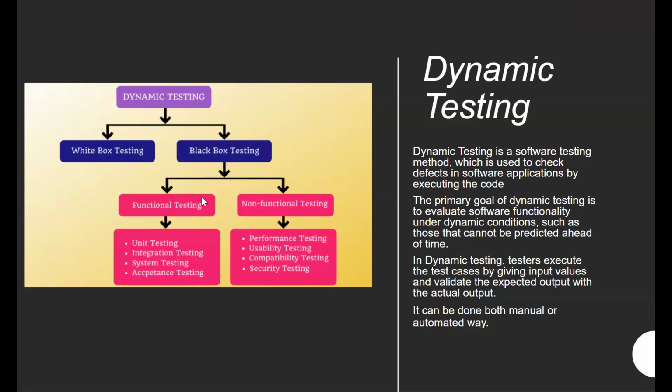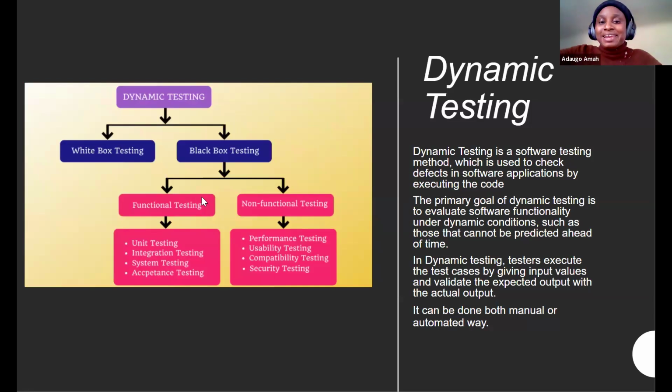Yes. All right. We had looked at the various types of testing. We saw white box, black box, functional, non-functional, right? We talked about black box testing being about the functionalities of the application, while white box is testing the internal structure of the application. So there's something called dynamic testing. This is where you are now executing the code. Dynamic testing is a software testing method used to check defects in software applications by executing the code. The primary goal of dynamic testing is to evaluate software functionality under dynamic conditions.